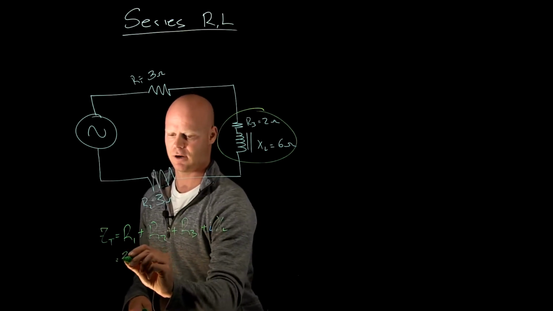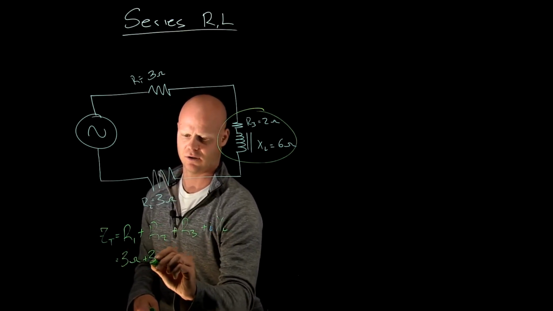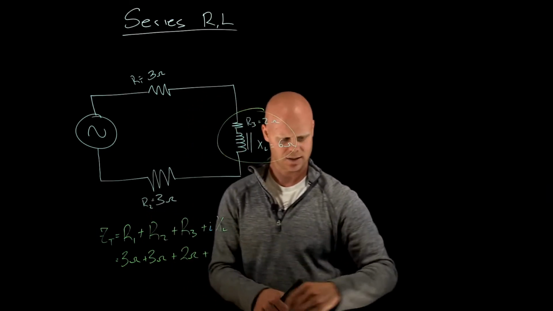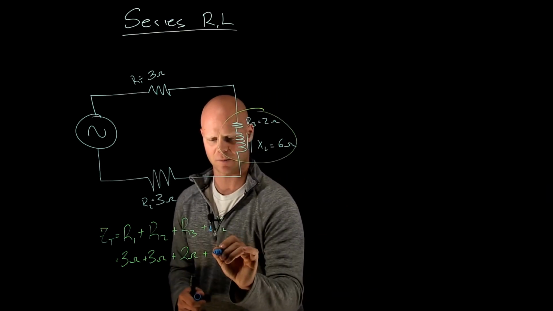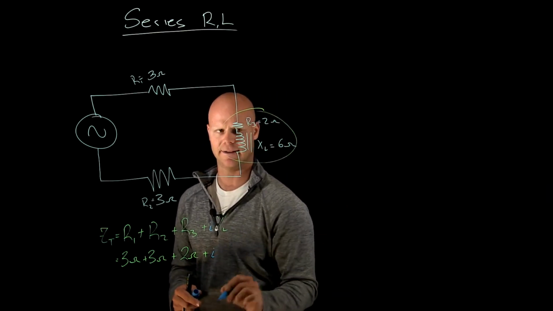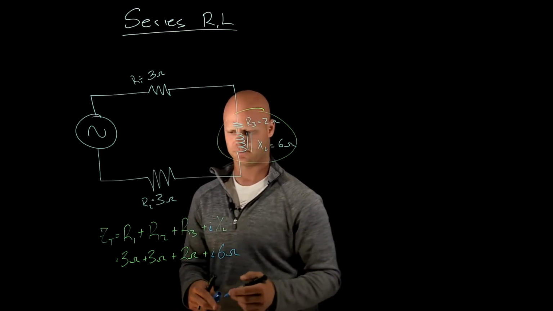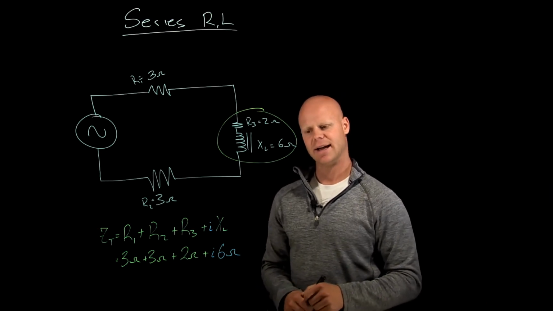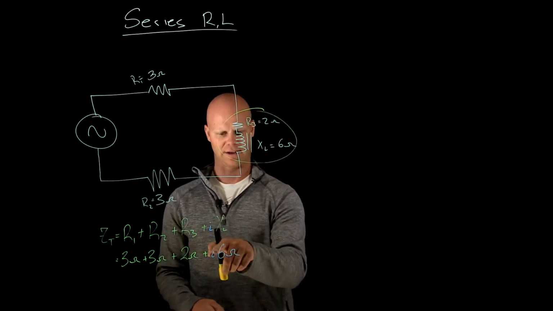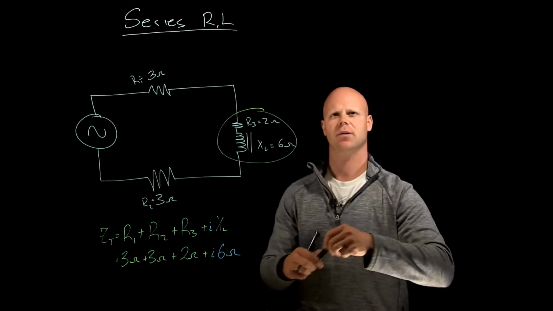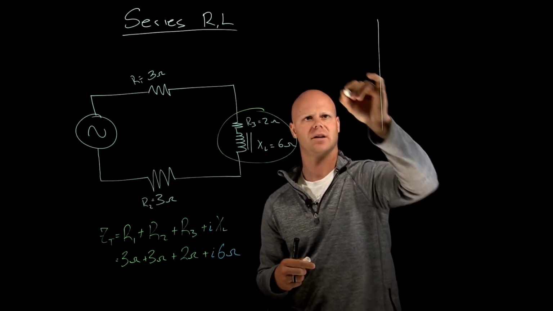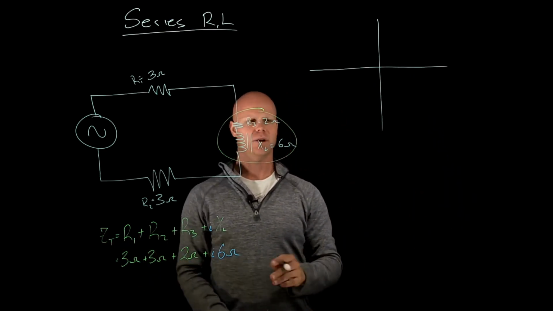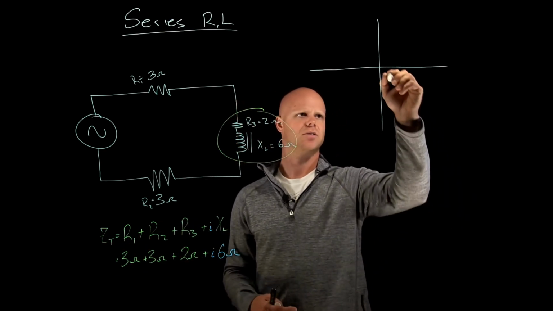So I'm going to have 3 ohms plus 3 ohms plus 2 ohms plus, and this is where I'm going to use the concept of an imaginary number, j6 ohms. So when I go to compute that, I'm going to get an answer that's reflective that that is a vertical component. If I were to draw this out on a Cartesian plane, okay, we have moved 8 units to the right, 3 plus 3 plus 2.